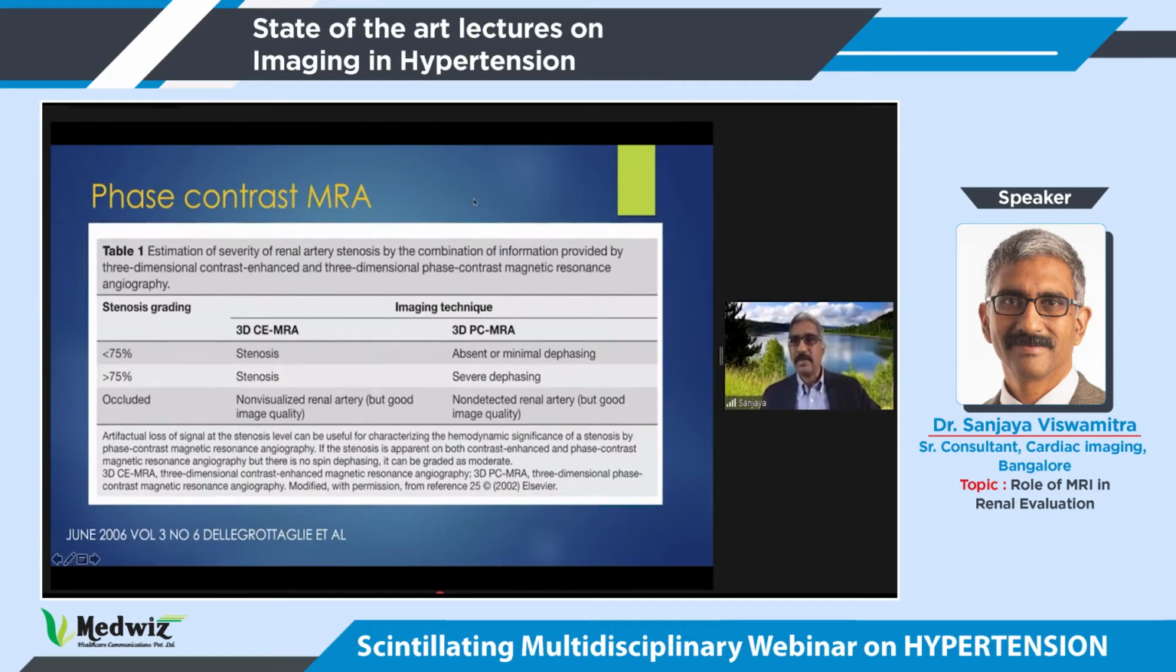Can phase contrast be used? We used to use it back in 2006 and 2007 when I was a young imager at that time. Phase contrast MR is very similar to Doppler imaging.